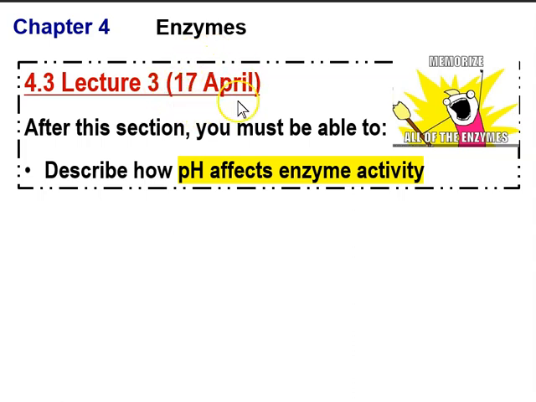This is the 17th of April, Friday, and this is our last part of the enzyme chapter 4. After today's lecture, you must be able to describe how pH affects enzyme activity. All right?